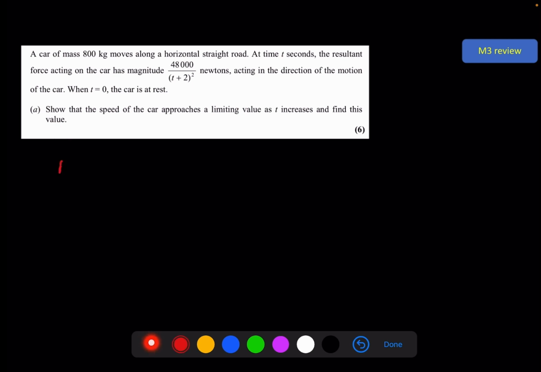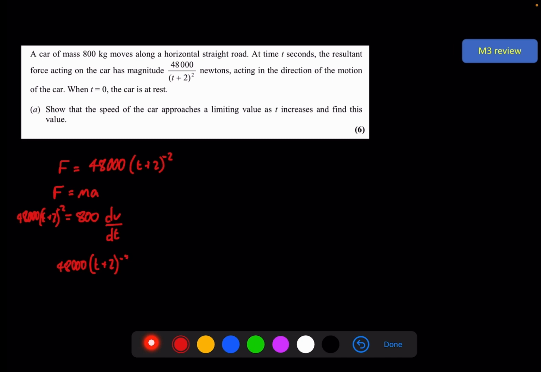So we have a variable force here. Let me write that down. 48,000 (t plus 2) to the minus 2. We also know F is equal to ma, where we're going to have 800 for the mass, and for a we're going to write that as dv by dt, because the force is given in terms of time. So we can replace the force here with that expression, and then separate our variables and integrate. So we'll have 48,000 (t plus 2) to the minus 2 dt, integrate that, and 800 dv, integrate that.